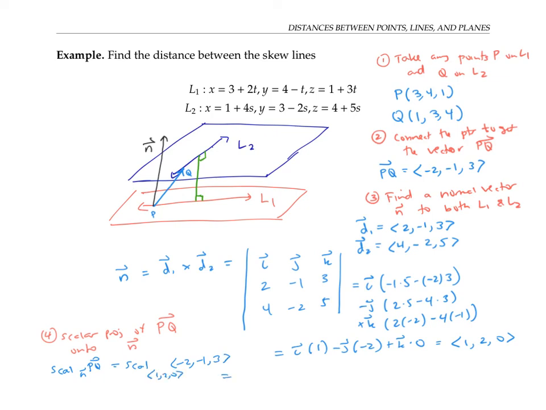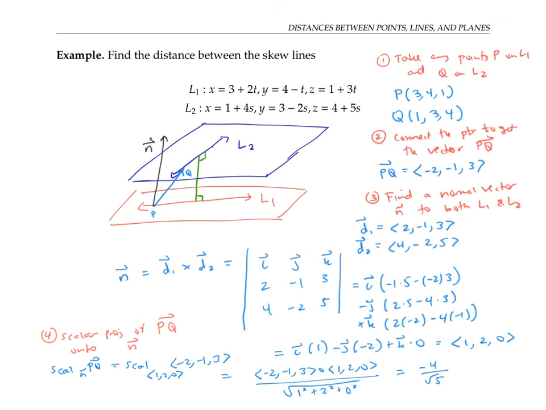So using my scalar projection formula, I do the dot product, -2, -1, 3 dotted with 1, 2, 0, divided by the length of the vector. That's the square root of 1 squared plus 2 squared plus 0 squared. That simplifies to -4 over the square root of 5.